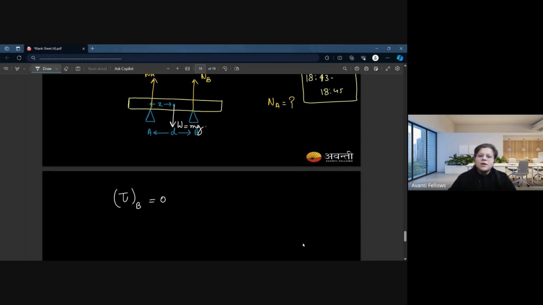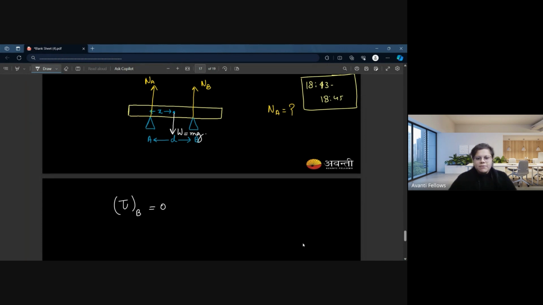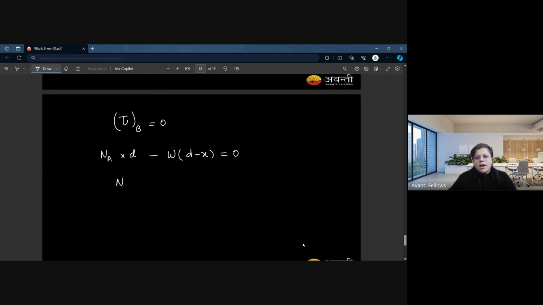Now you will find the force and distance of the remaining forces. For normal reaction about A, the distance is D, and for the weight W, the distance is D minus X, and the net torque is 0. So from here you can calculate normal reaction as W times (D minus X) divided by D.